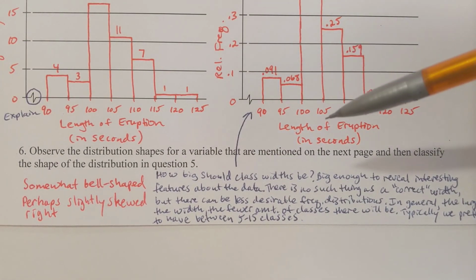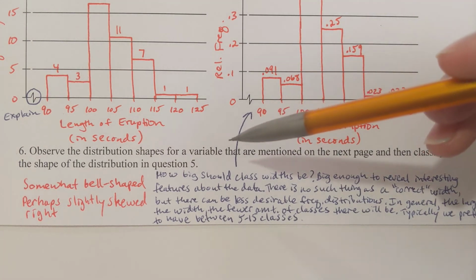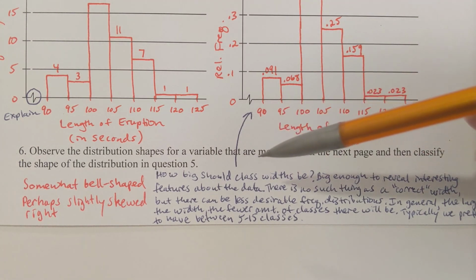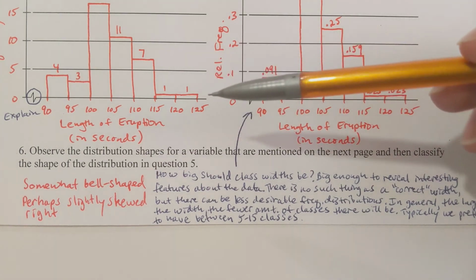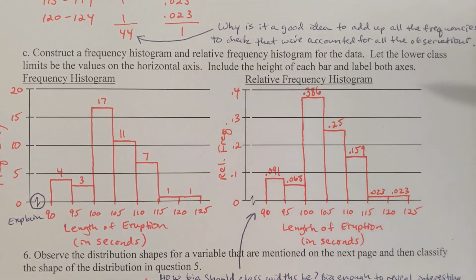Now, observe the distribution shapes for the variable that are mentioned on the next page and then classify the shape of the distribution in question 5. Okay, we'll hold off on doing that until the next video, and we'll go ahead and stop this one right here.